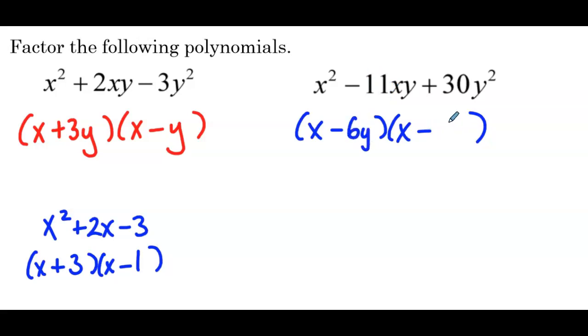We'll make it negative 6y and negative 5y. Negative 6y times negative 5y is 30y squared. Perfect. And if we do our distribution, we'd have minus 5xy minus 6xy, which is minus 11xy. And again, I'll leave that exercise for you to work through on your own.